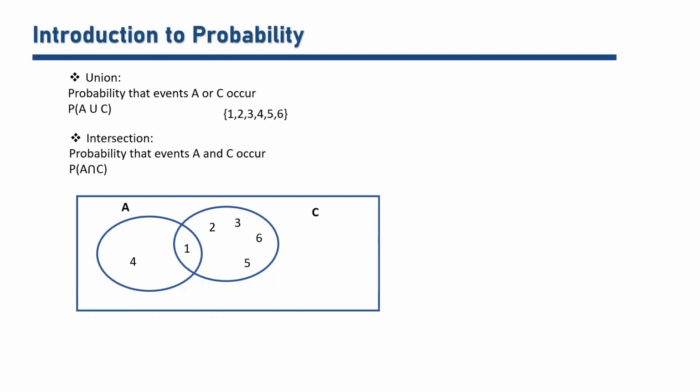about union and intersection. So when you have a union, you have A union C. A union C is actually telling you all the events inside A and C. So this is your A union C. Okay, so this is your A union C.